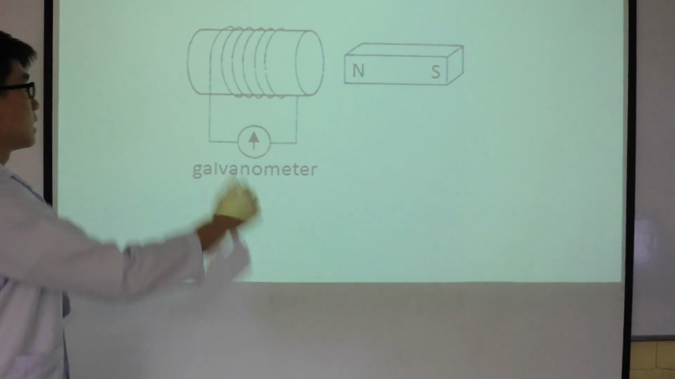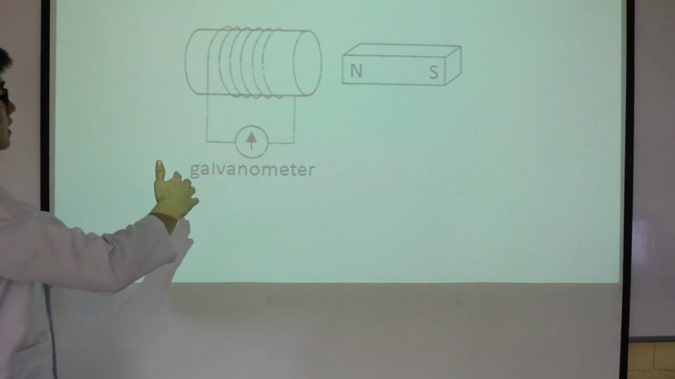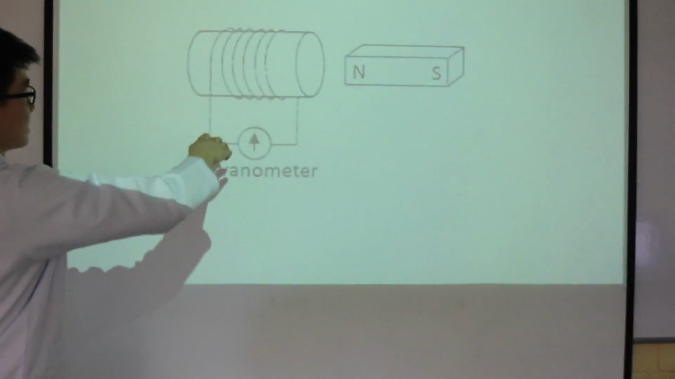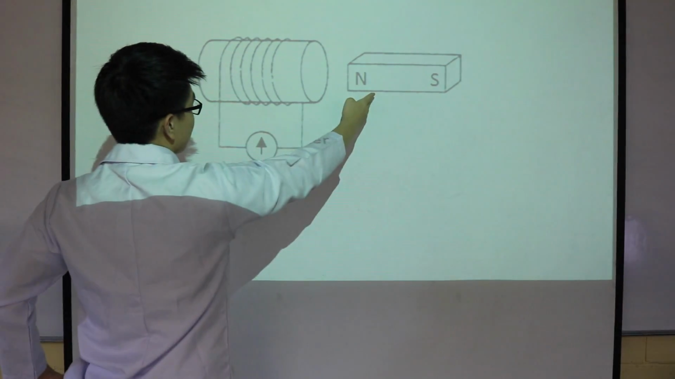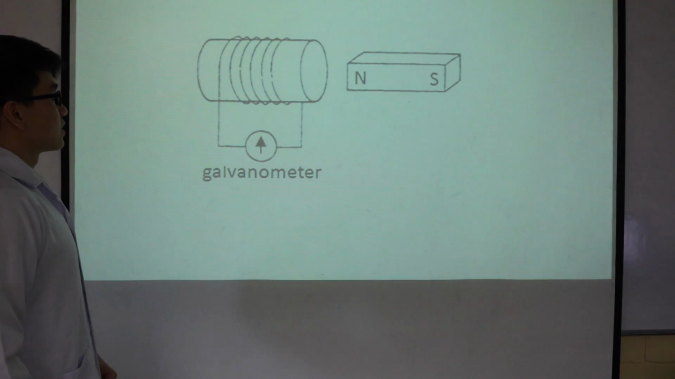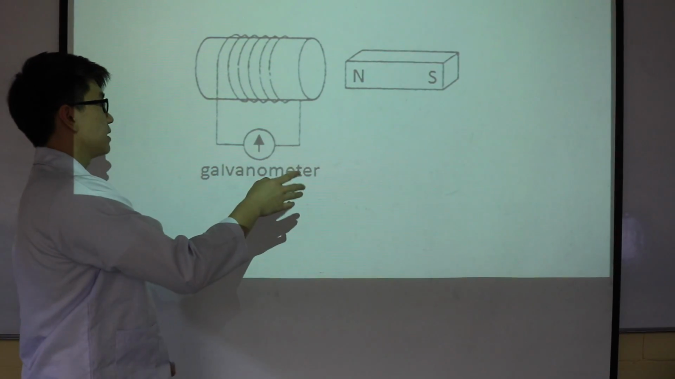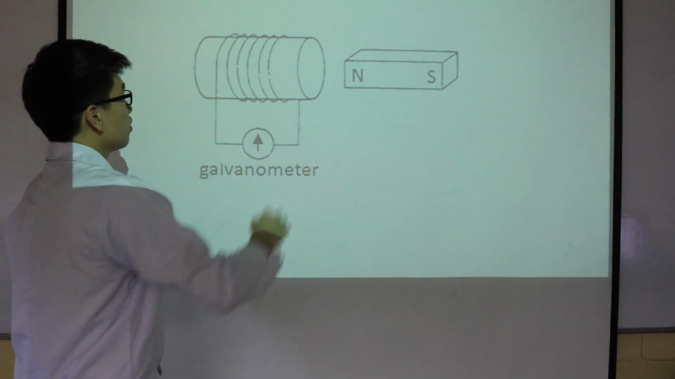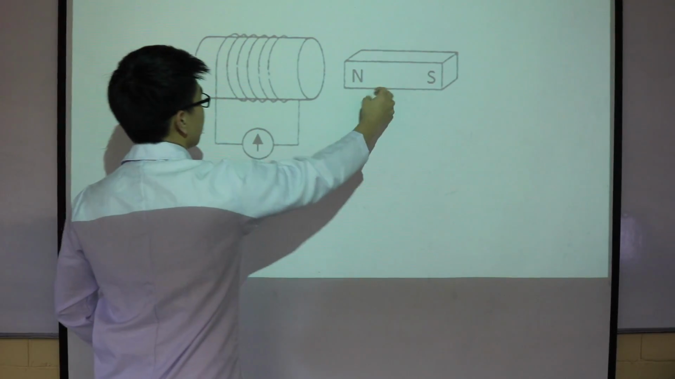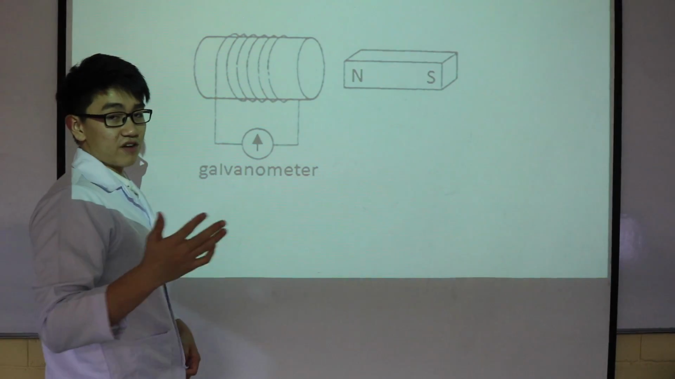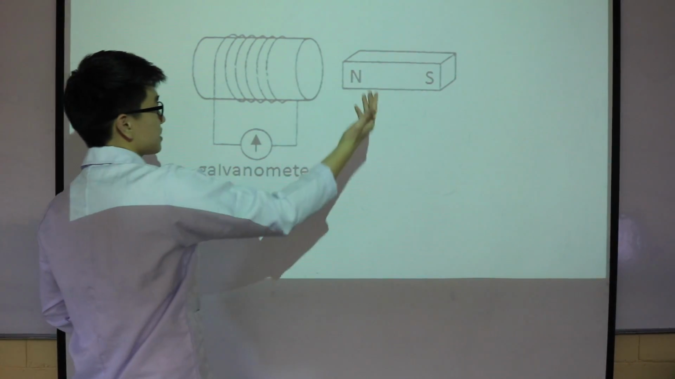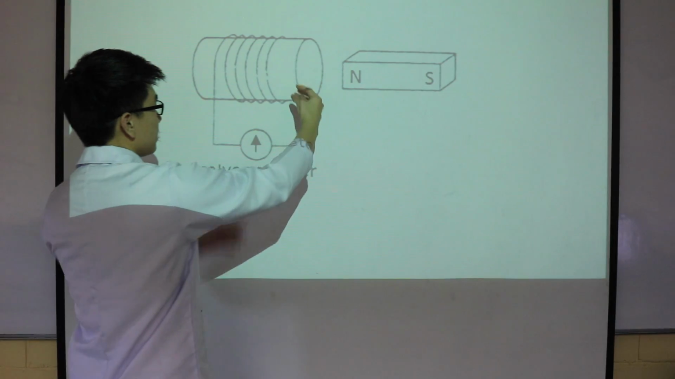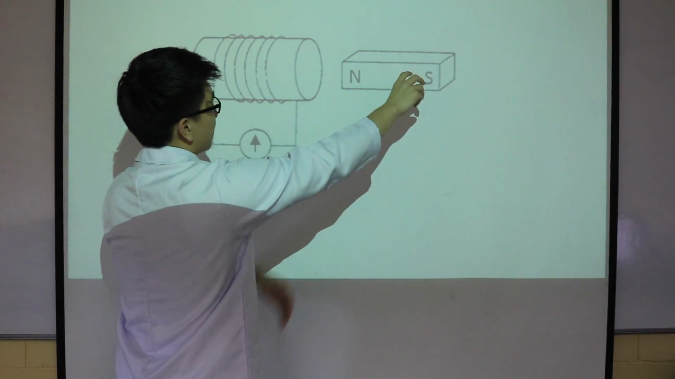So this is a solenoid with a bar magnet. To determine the direction of current, we use the right hand screw rule. When this is north, this is south, it always opposes the change, right? Lenz's law. So when you go in, it opposes the change. When you want to come in, it says no, so it pushes you back outwards.